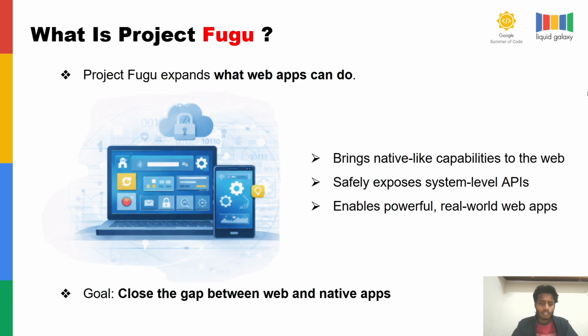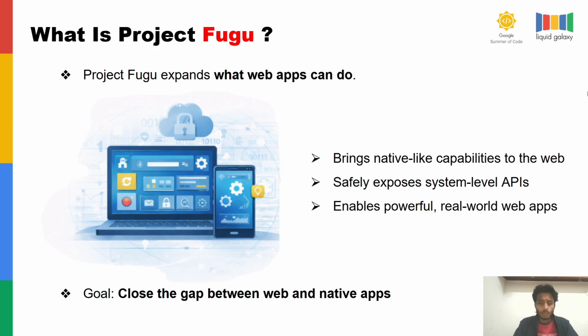Traditionally, web applications are quite limited when it comes to system access. They could display content and handle user interaction, but they had very restricted access to the operating system. For example, things like direct file access, device-level interaction, or background tasks were mostly possible in native applications. Project Fugu changed this situation.